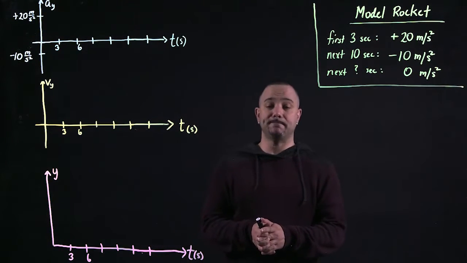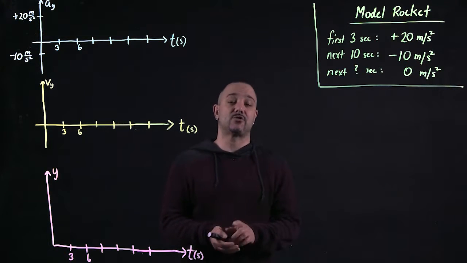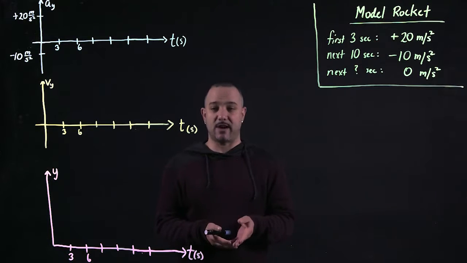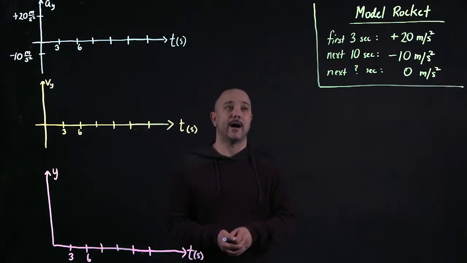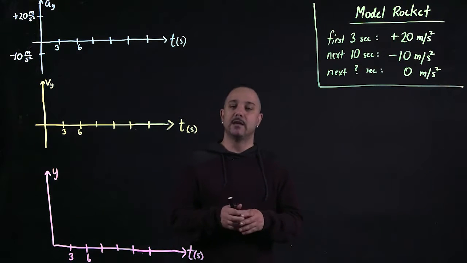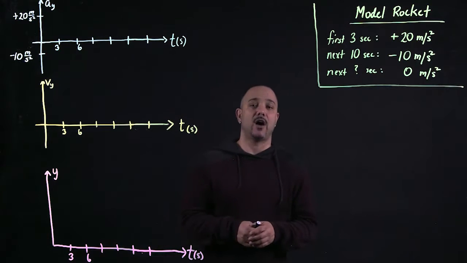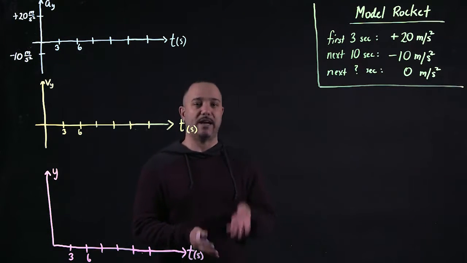We have a model rocket. It's going to be launched from the ground straight upwards, and the motion is going to just be straight up and down. In the future, we'll talk about projectile motion when you launch something from the surface at an angle, but on this problem, we're going to focus on one-dimensional motion straight up and down.